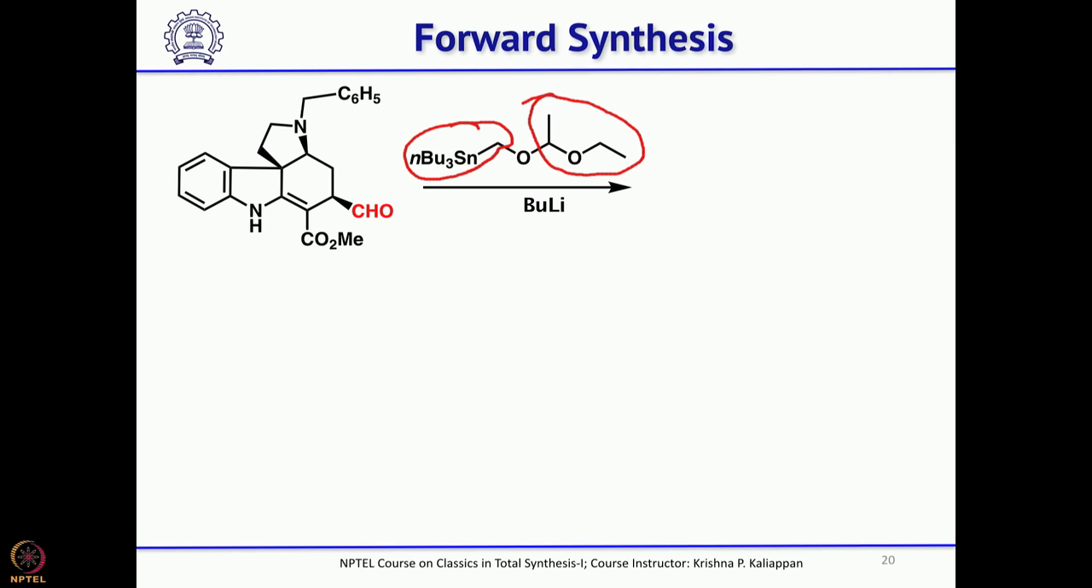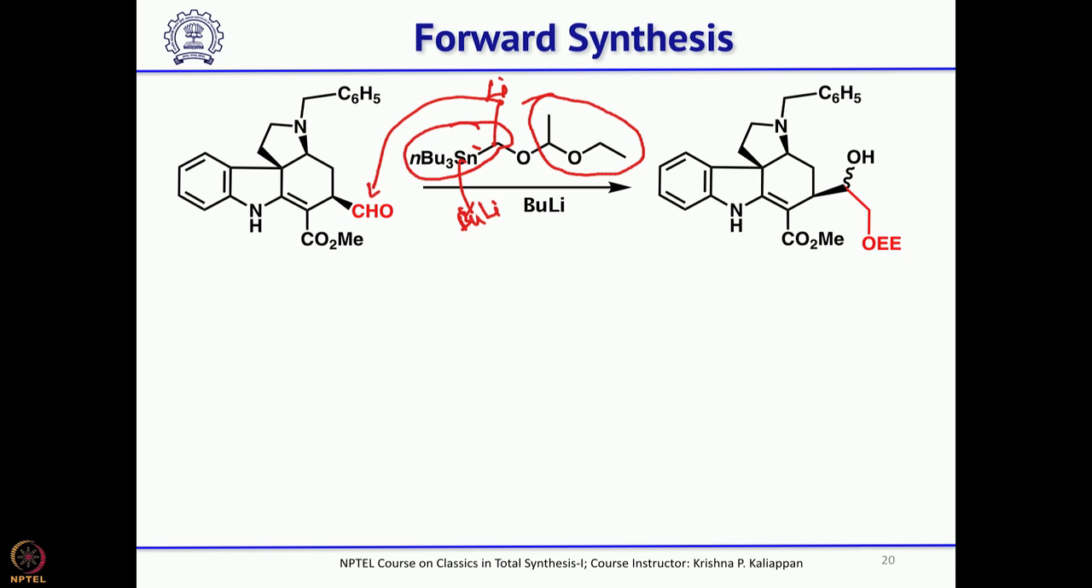Okay. So now if you treat with butyl lithium, what will happen? It will exchange this, and then you will get a lithium here. That lithium will add to this aldehyde. So what you get is this compound. Basically, you have the CH2 and the alcohol is protected as ethoxyethyl ether, from ethyl vinyl ether.